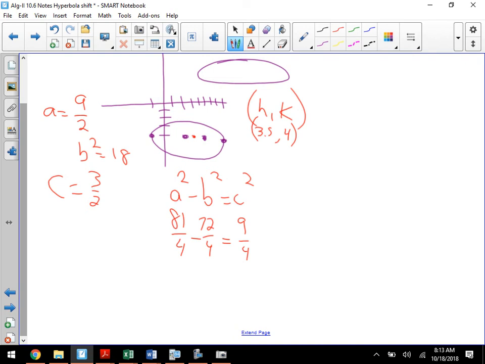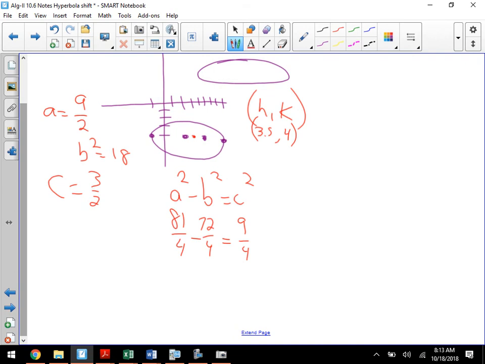Yeah, because you have to simplify it. 81 fourths, I can't simplify. 72 fourths, I can't. You guys catch on the cutting those two in half? Is that okay there? Because all I did was divide them both by 2. I got 36 over 2. Divide it again. That's how I get fourths.